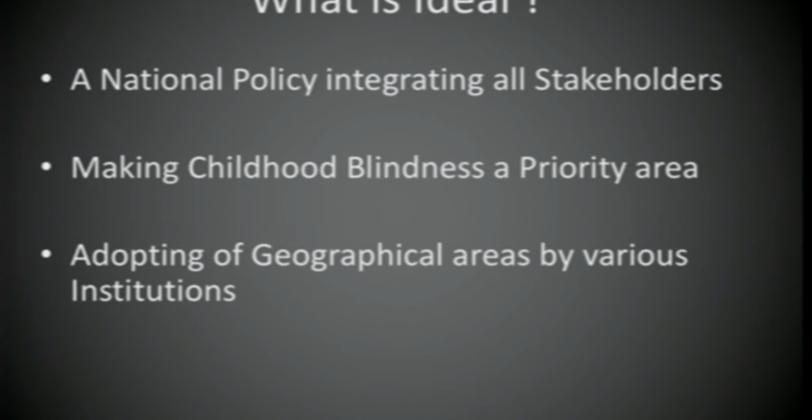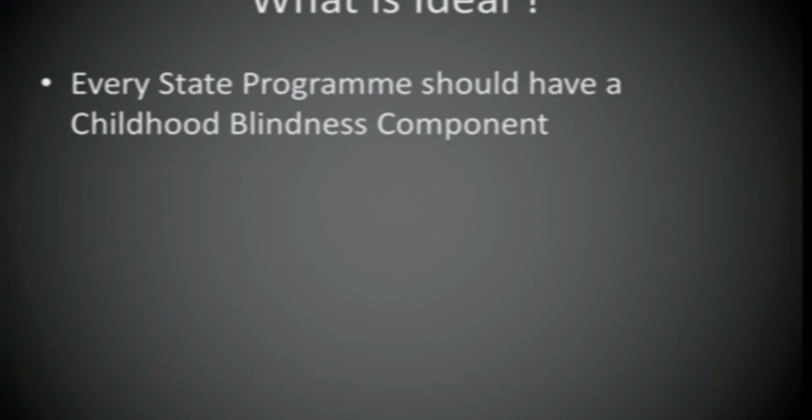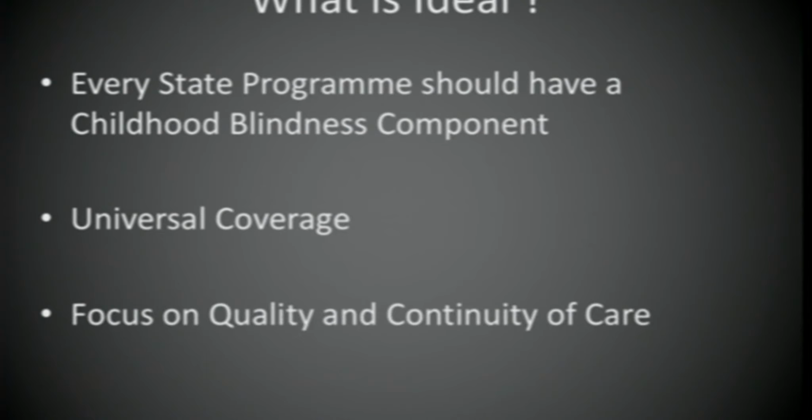If they can actually adopt a particular geographical area, then probably we can have some kind of equity with quality. The whole problem in pediatric eye care is equity, because a lot of areas are unserved or underserved, and there are also issues of quality. We need to really look at which areas have a much higher prevalence. So we should have a childhood blindness component in every program and try to cover it.